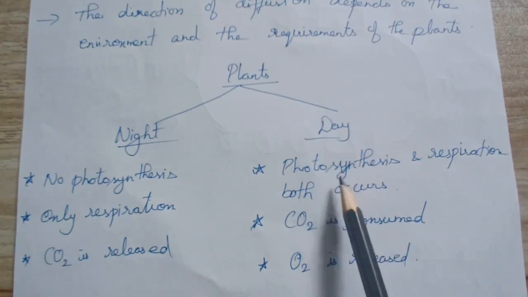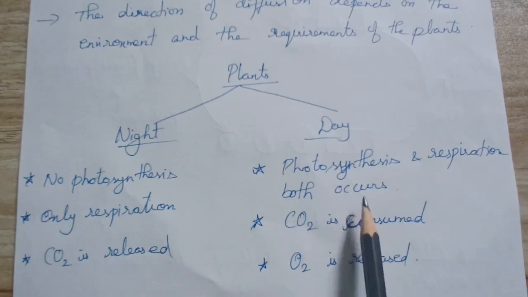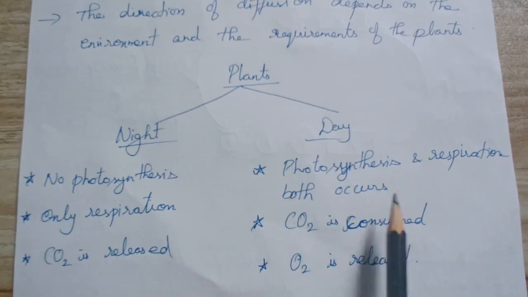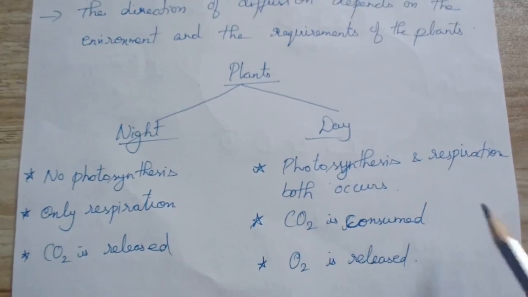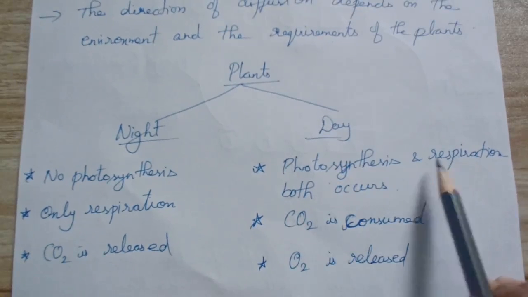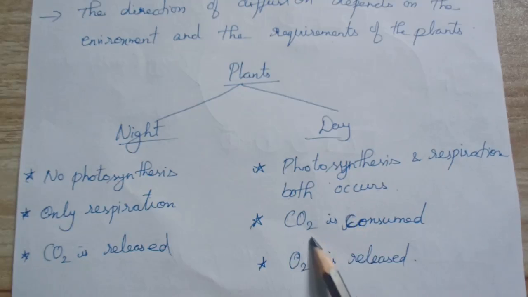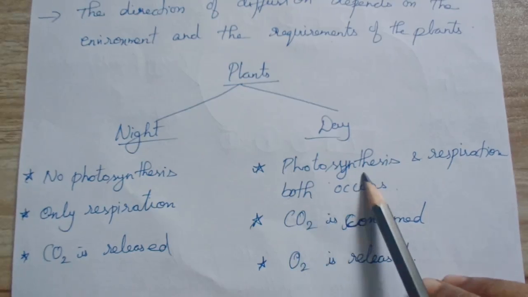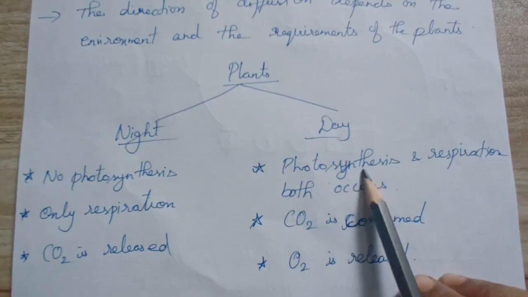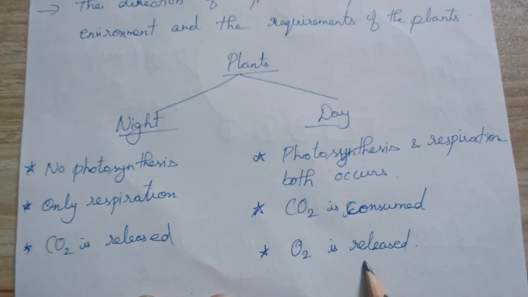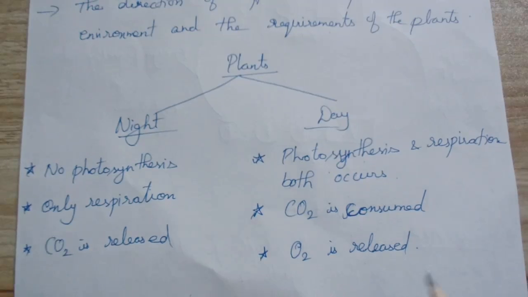But during daytime, photosynthesis as well as respiration both will occur. During respiration the carbon dioxide will be released, and this carbon dioxide is again consumed by the plants for the photosynthesis process. During photosynthesis oxygen will be released, so you will get fresh air. More oxygen will be released during the daytime. So this is respiration in plants.